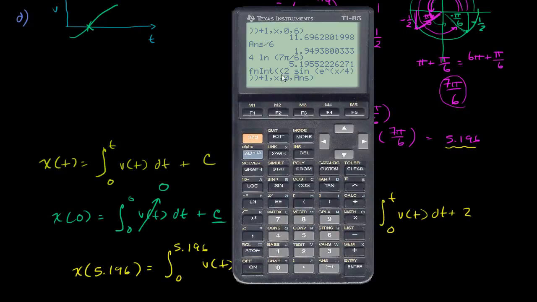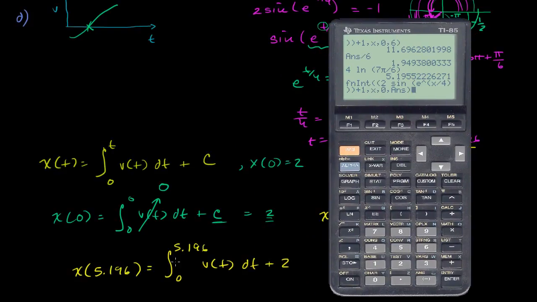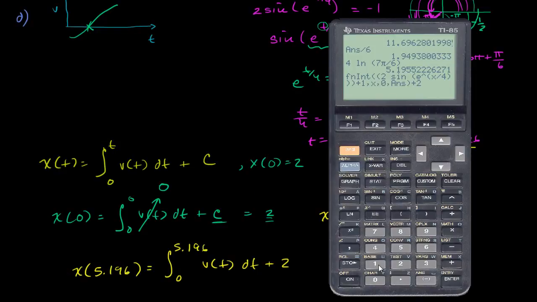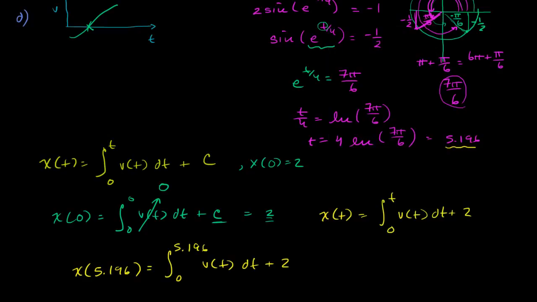Now this will evaluate my definite integral. It'll evaluate this first part right over here, and then I just have to add 2 to it. So let's add 2, and I'll get my answer. Let the calculator think about it for a little bit. And then voila, 14.134. So our final position is equal to 14.134 if I round it off a little bit.